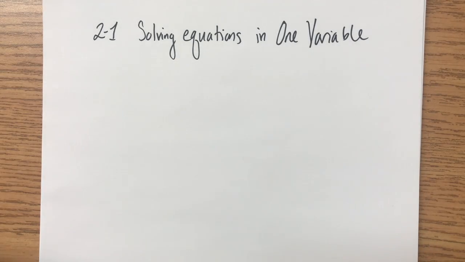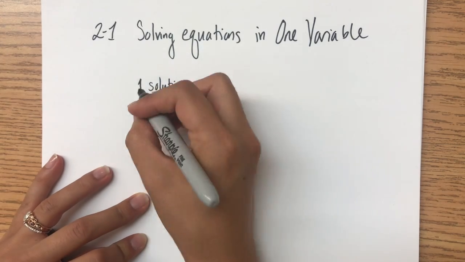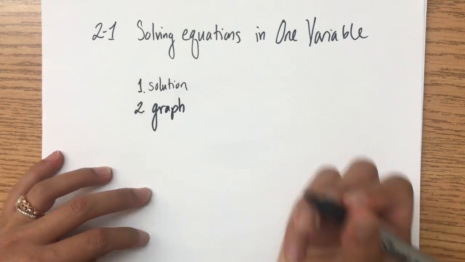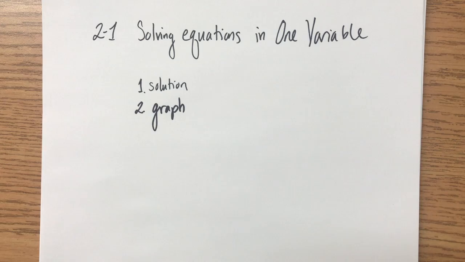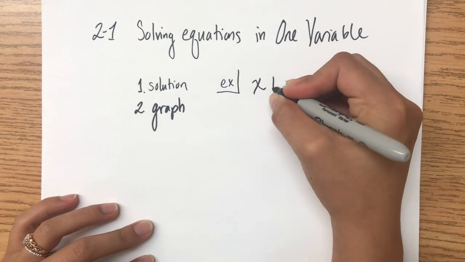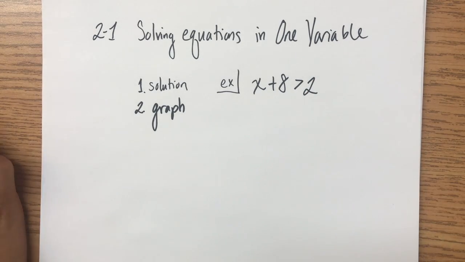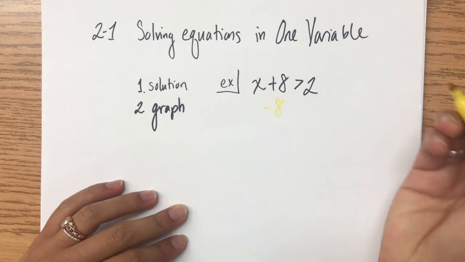So usually when we do algebra, we have an equal sign and we manipulate both sides of the equation and we get a solution for x, where x equals something. But here, x is not going to be equal to something. We're going to have it unequal. For instance, we have x plus 8 is greater than 2. So we're going to get a solution and a graph for this.